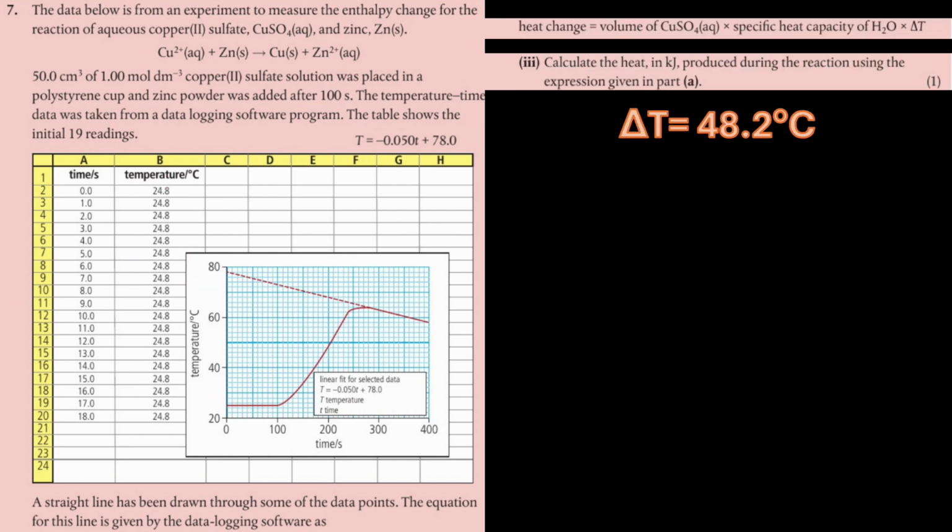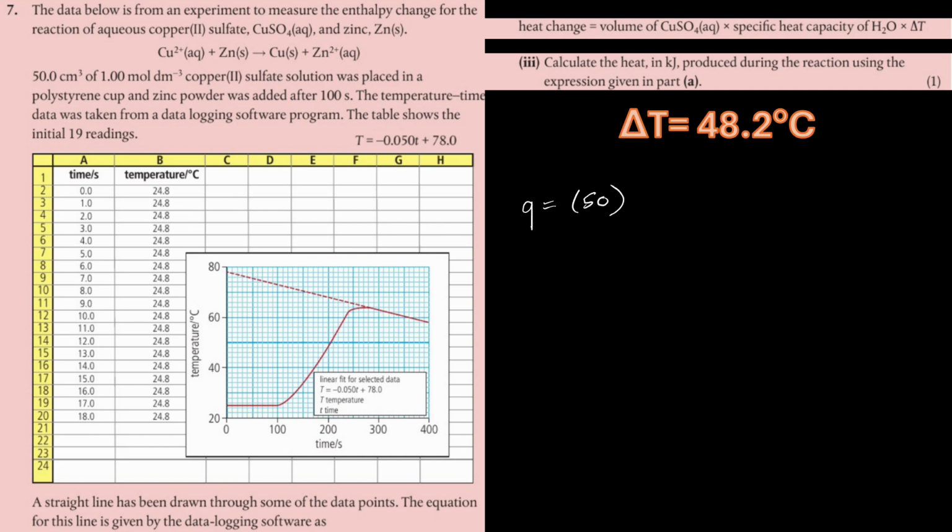And then the third part of B is calculate the heat in kilojoules produced during the reaction using the expression given in part A, which is heat change equals volume of copper(II) sulfate times the specific heat of water times the change in temperature. Now for our mass, we are assuming that the density of water is 1 gram per cm³, which means our volume of 50 cm³ of copper(II) sulfate solution would be equal to 50 grams.